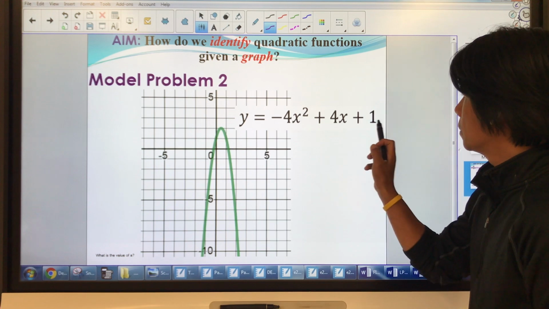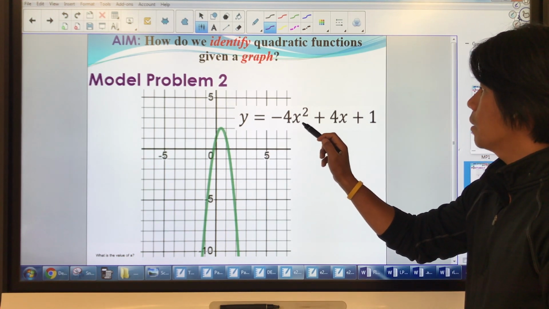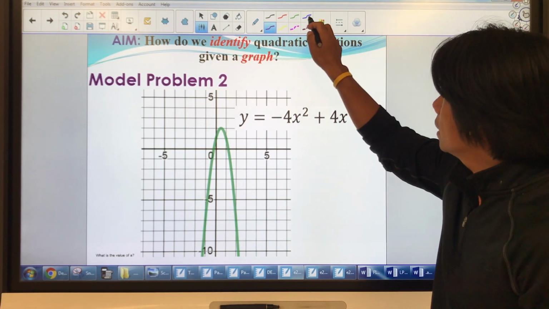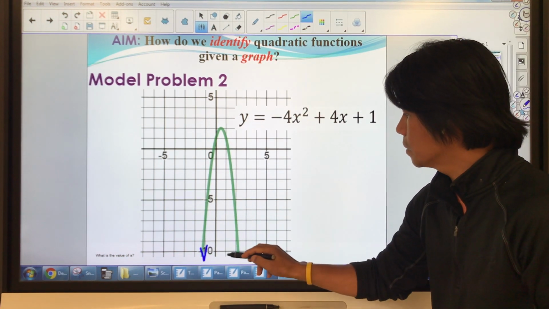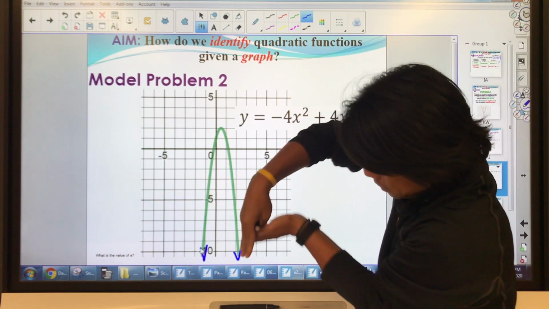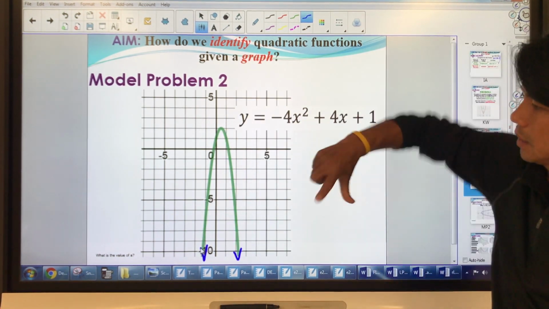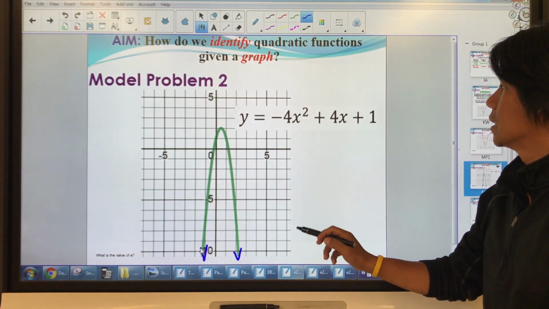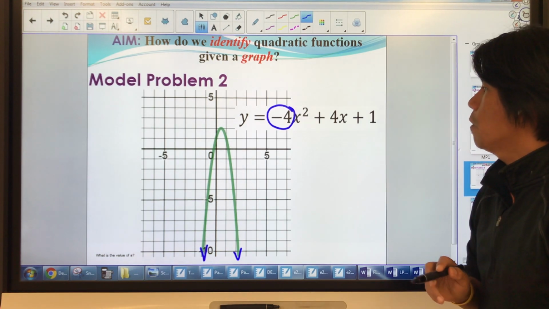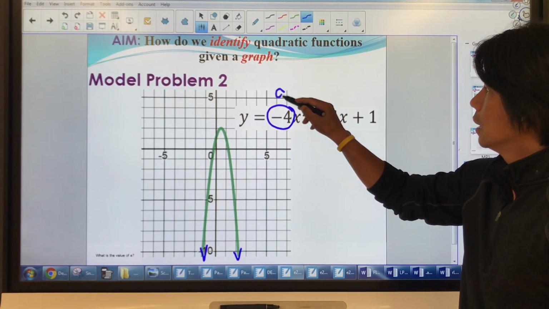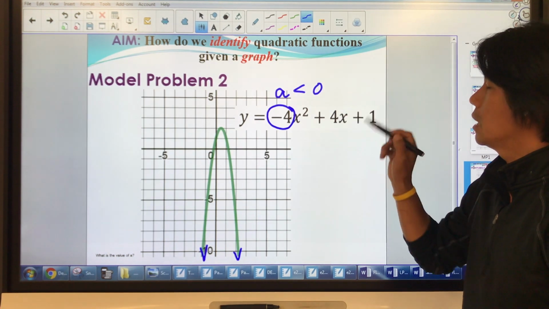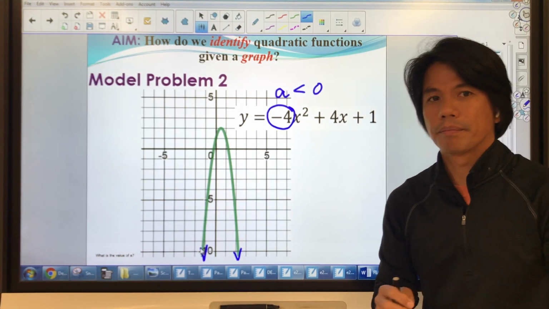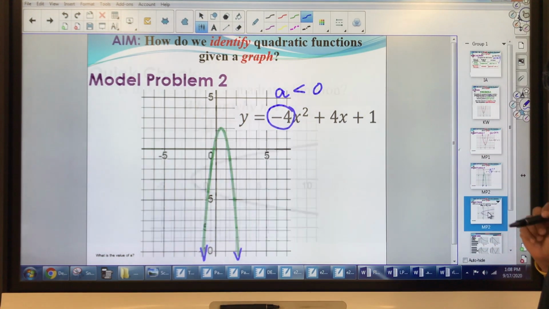So if you're going to graph this, y equals negative 4x squared plus 4x plus 1, the graph would look like this. Again, if I'm going to put an arrow on this graph, it opens downward. Alright, so it looks like this. But what is the value of a in this case? It's negative 4. Again, if a is less than 0, that means it's negative, then the graph of the parabola opens downward.